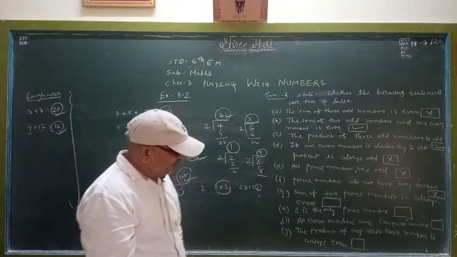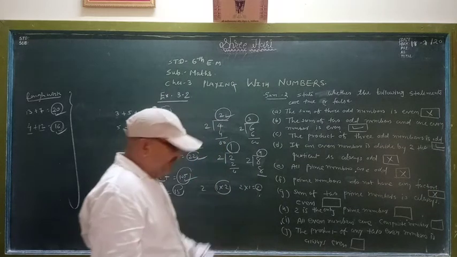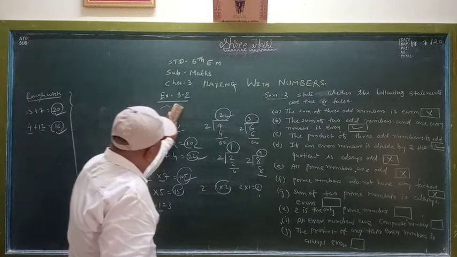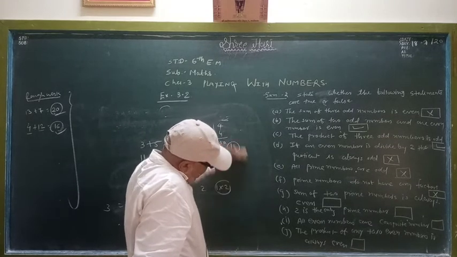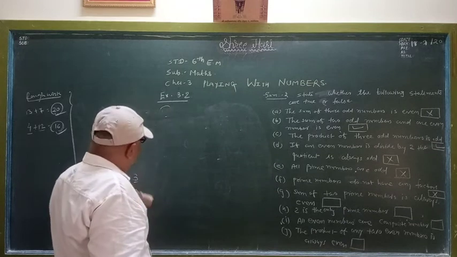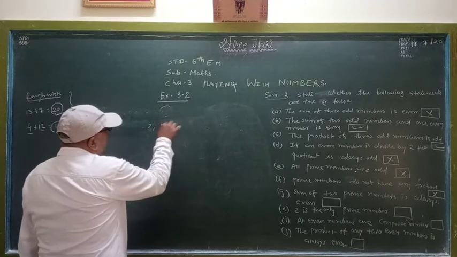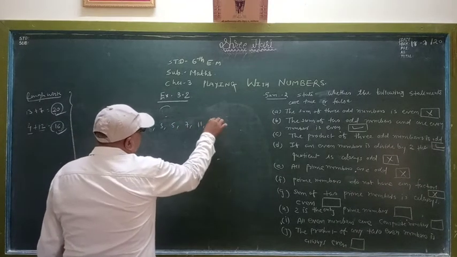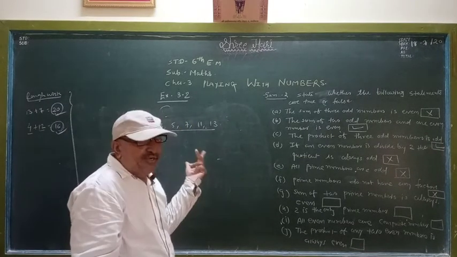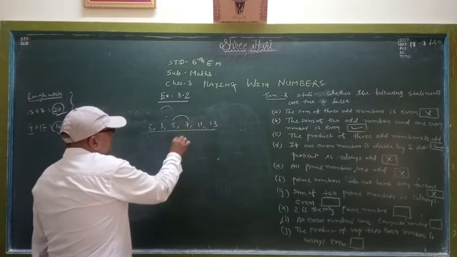Now G, the sum of 2 prime numbers is always even. So check it. 2 is the first, then 3, 5, 7, 11, 13, all are prime. Do the sum of any 2 primes. The sum of 2 prime numbers is always even. So 5 plus 7 is 12.